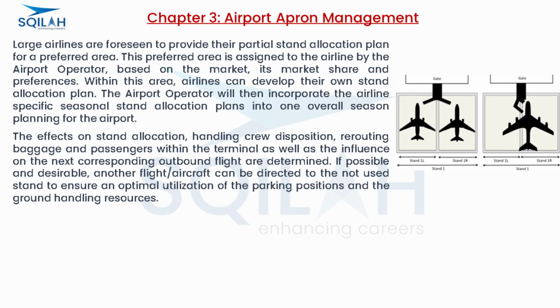Large airlines are foreseen to provide their partial stand allocation plan for a preferred area. This preferred area is assigned to the airline by the airport operator based on the market, its market share, and preferences. Within this area, airlines can develop their own stand allocation plan. The airport operator will then incorporate the airlines' specific seasonal stand allocation plans into one overall season planning for the airport. The effects on stand allocation, handling crew disposition, rerouting baggage and passengers within the terminal, as well as the influence on the next corresponding outbound flight are determined.